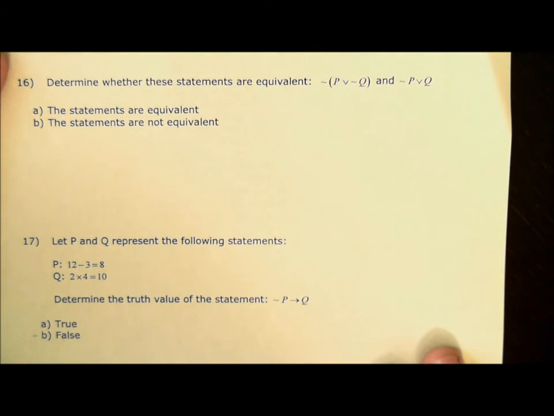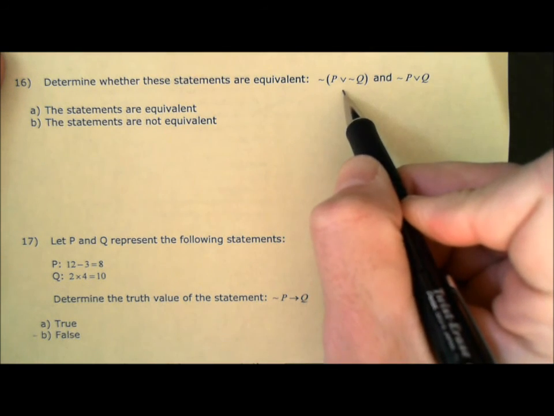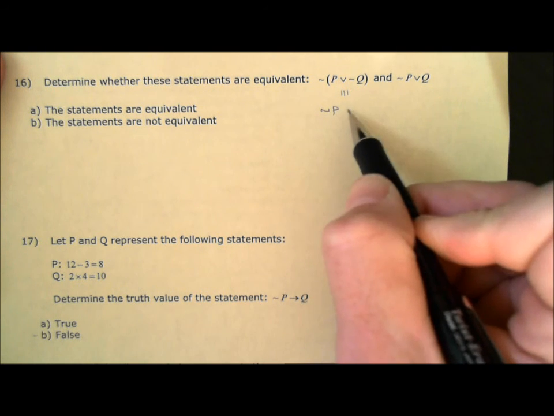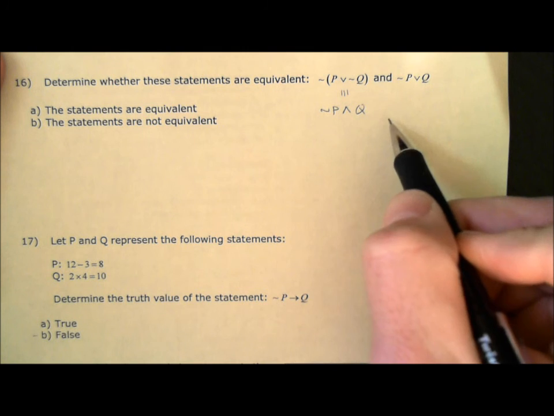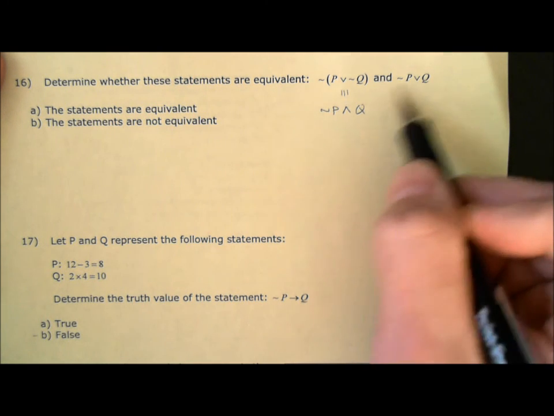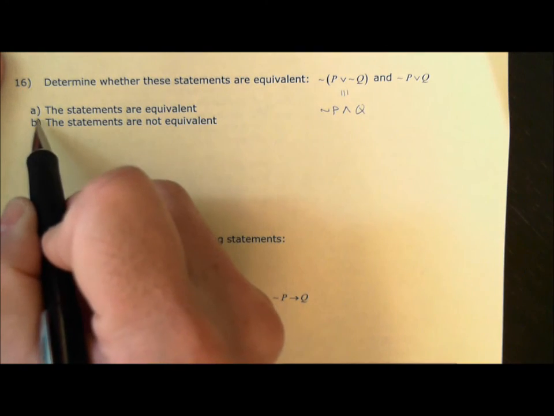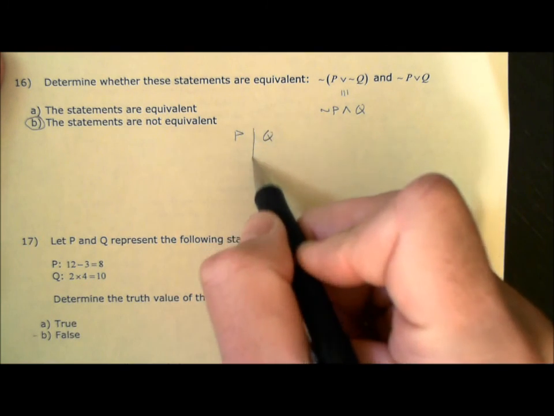Again, similar problem here, number 16. If you happen to know De Morgan's laws, then we know that this statement is equivalent to not P and the negation of not Q is Q. And these two statements, therefore, are not going to be equivalent. Okay, so the correct answer, of course, would be B, but let's go ahead and work it out, and we'll see.